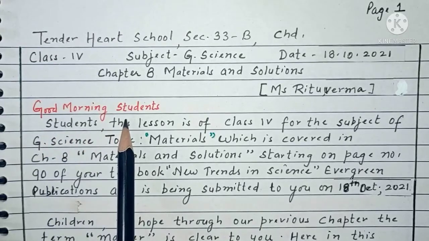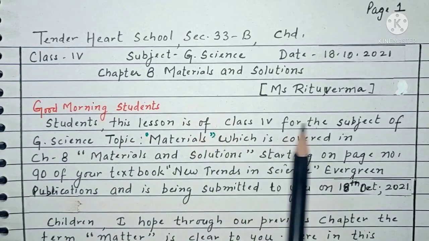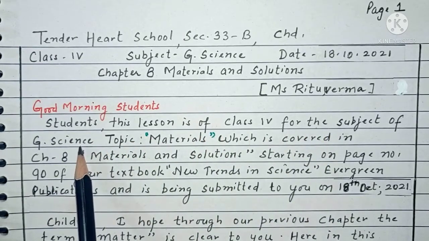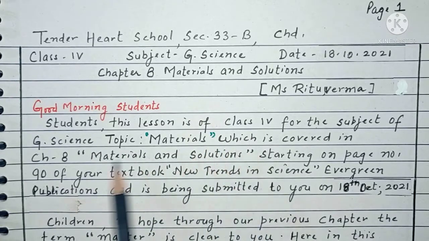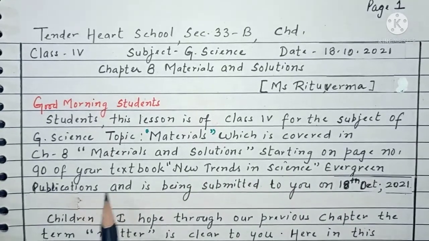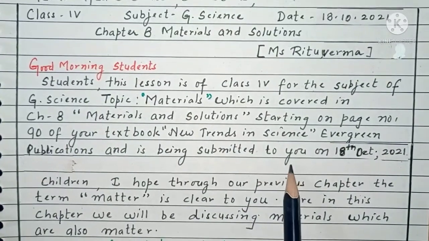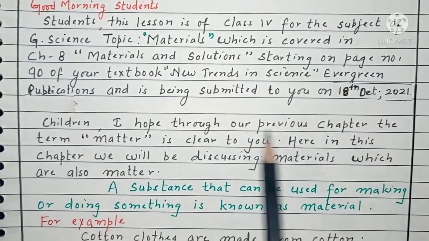Good morning, students. This lesson is for class 4 for the subject of General Science, topic Materials, which is covered in chapter 8, Materials and Solutions, starting on page number 90 of your textbook, titled New Trends in Science, Evergreen Publications, and is being submitted to you on 18th of October 2021.